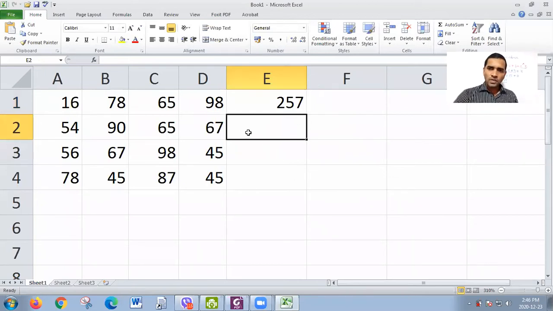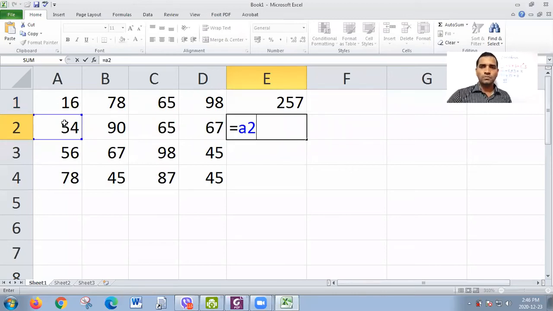But to get the total in the second row, I need a formula. So let me type a formula again, equal. So where is this 54? Check it. Where is this 54? It is in A2. So type A2 plus, right? So then it has to be 90. So where is that 90? It is in B2. So type it.